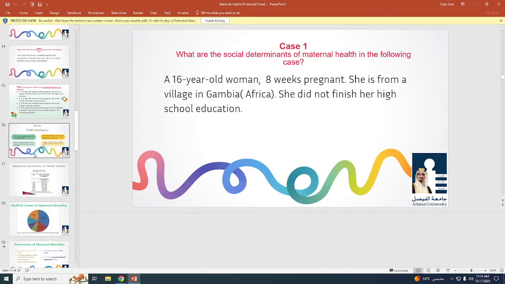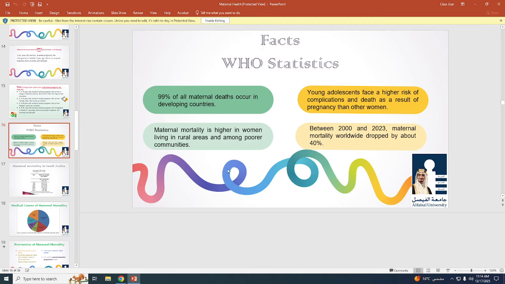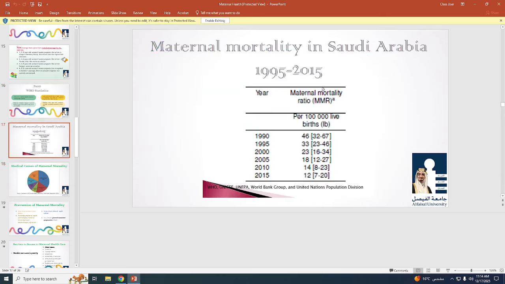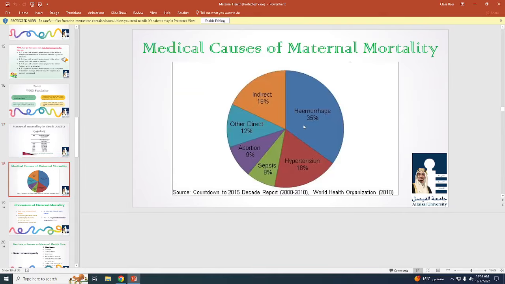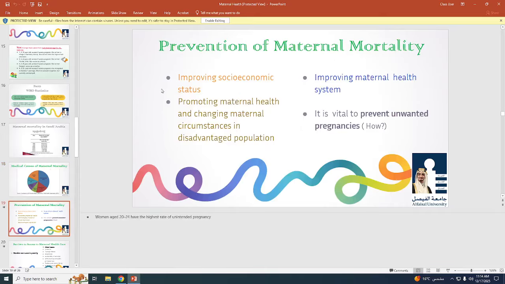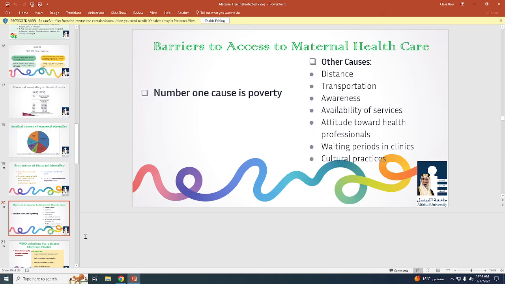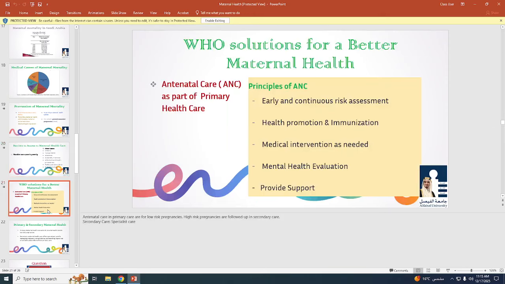Okay, coming to here, you just need to understand this. Saudi Arabia, just understand that maternal mortality is becoming lower than before. Here we said only the first three causes of maternal mortality, number one hemorrhage, and then we have hypertension and indirect. No need to know about the others. Okay. Also, how can we prevent maternal mortality? All of those, I think. Number one barrier is poverty, and then the other causes.